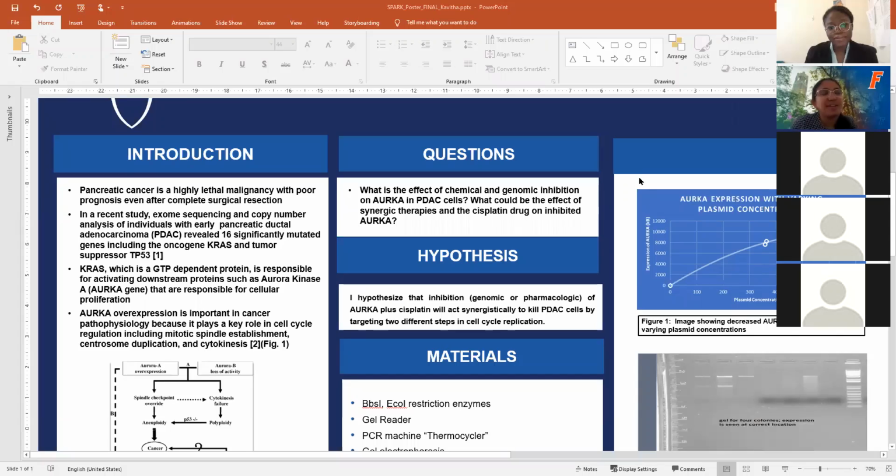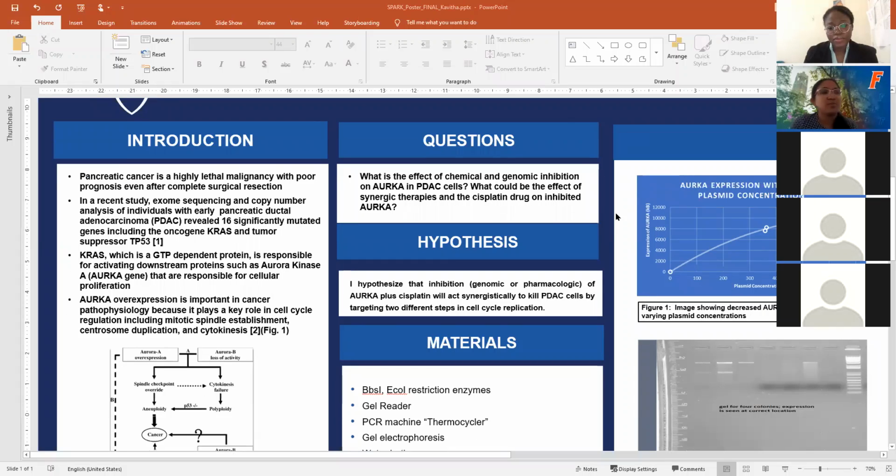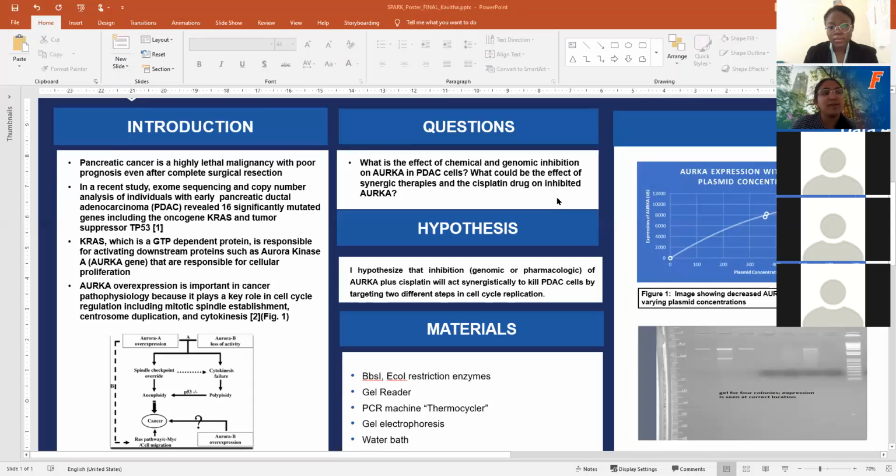In the next section, your questions, your hypothesis, your materials are pretty much self-explanatory. These are things you come up with at the beginning of your research project. On the board, I honestly just put it word for word, what I had originally thought of, and be as descriptive as possible with your questions and hypothesis, so that it comes to the point.